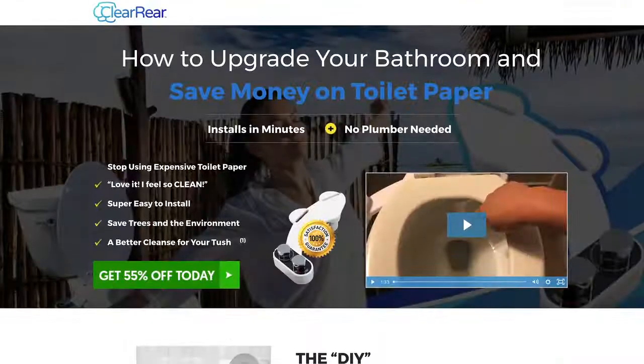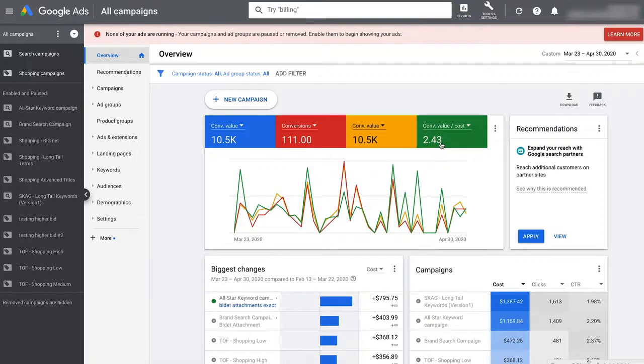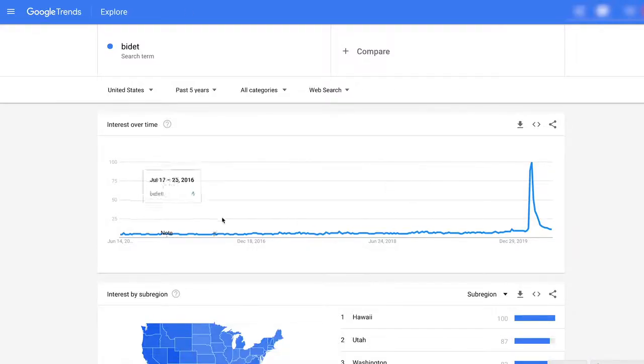What I want to break down is obviously this store, and what we're going to look at is inside the account, because they did well. Like this student, they did well. It was still a 2.43 in a very competitive industry. And if we look at the trend, it was a huge spike, and tons of people knew about this product, yet it was still profitable.